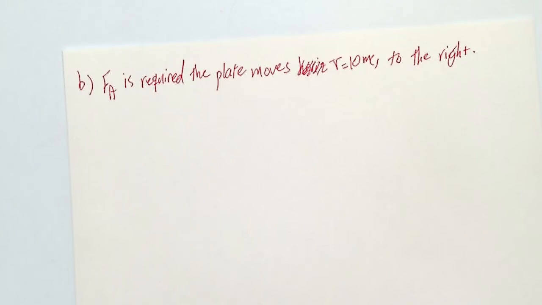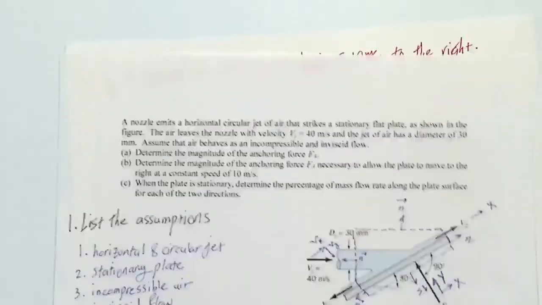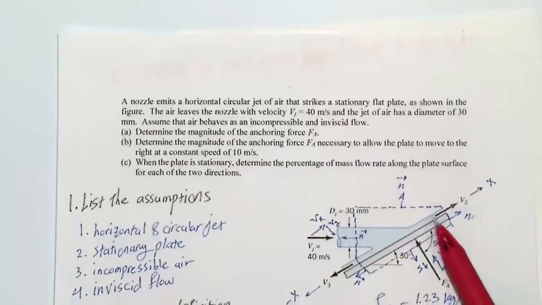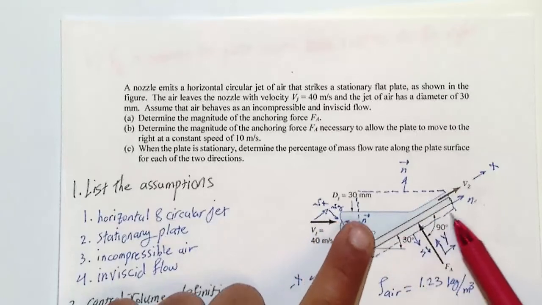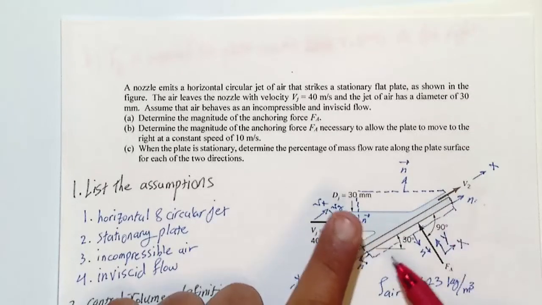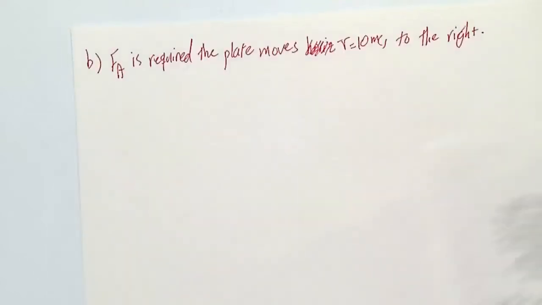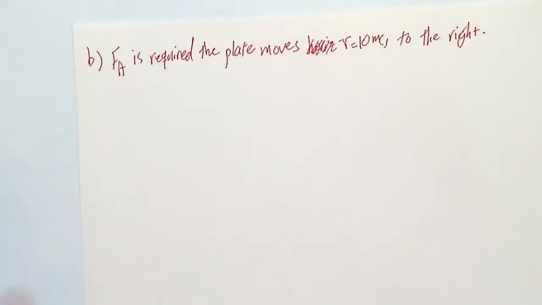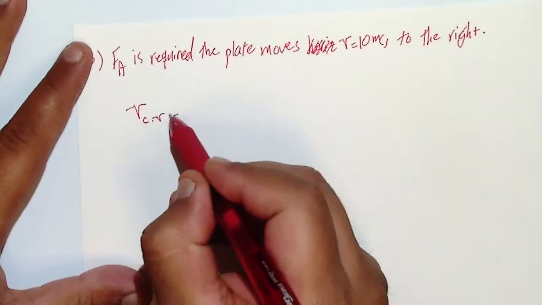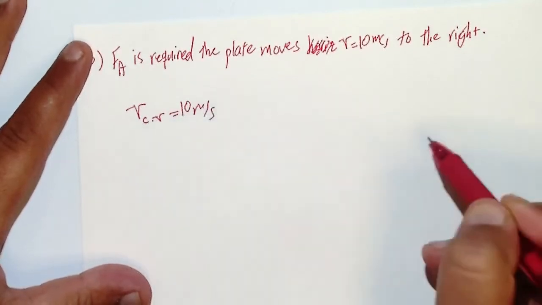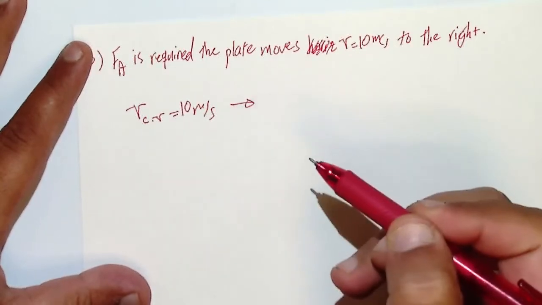If it moves to the right, what does it mean? It has a velocity, right? It means that your control volume should be moving. Because the jet is here, it's going to move in this way, and the control volume also has a velocity. So this 10 meters per second is actually the velocity of the control volume, right? So the velocity of the control volume now is 10 meters per second in the right direction.